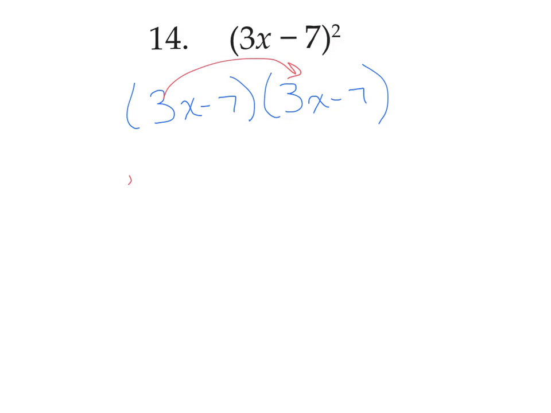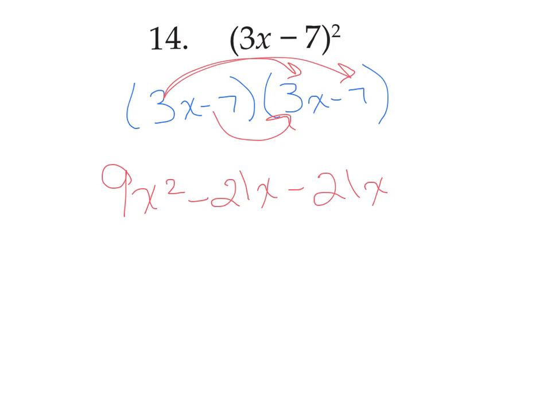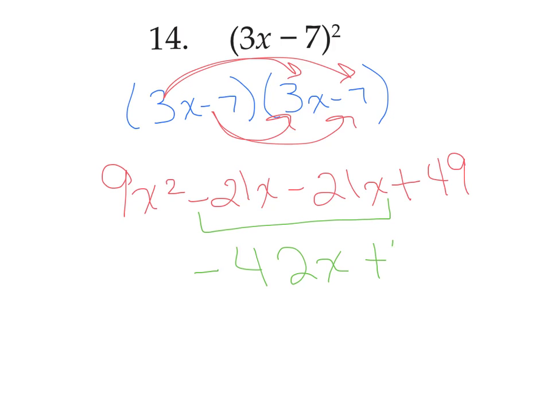3x times 3x is 9x squared. 3x times negative 7 is negative 21x. Negative 7 times 3x is negative 21x. Negative 7 times negative 7 is positive 49. Combine like terms in the middle. Negative 21x and negative 21x makes negative 42x. We have a plus 49 on the end. We have a 9x squared as the lead term.